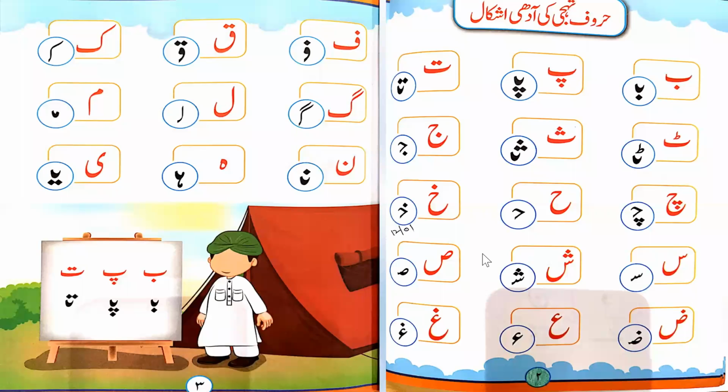Okay, moving towards our next slide. And this is today's lesson. Now, we're going to start with Haruf-e-Tahajji ki Adhi Ashkal. So, Haruf-e-Tahajji means the alphabet. Adhi means half. And Ashkal is a plural of Shakal. Shakal means the way, the shape.